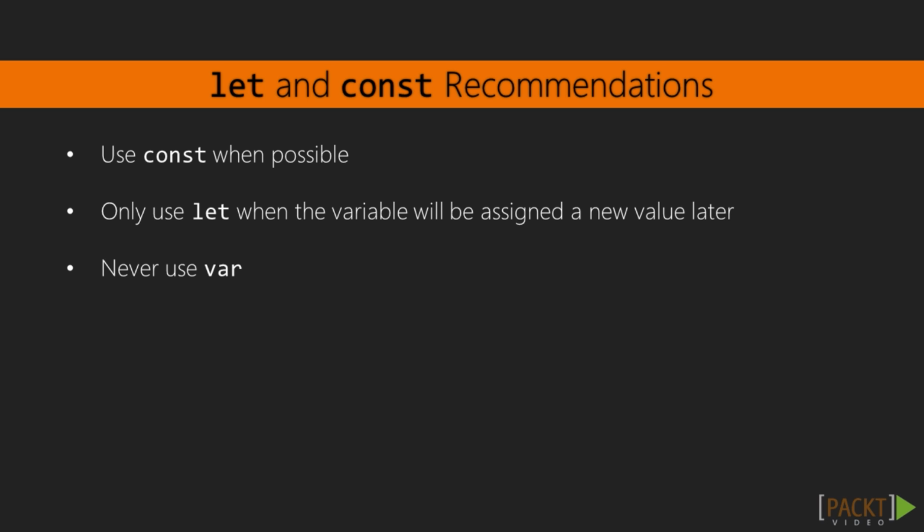You can make your own coding standard of when you would like to use let or const, but my recommendation for a coding standard is as follows. 1. Use const when possible. 2. Only use let when the variable will be assigned a new value later. And 3. Never use var. These same recommendations can be found in a lot of ES6 style guides online, and can be easily enforced with a linter like tslint.